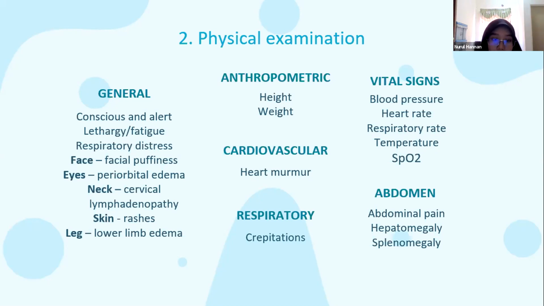So the patient may have edema, and at the neck, cervical lymphadenopathy, and we look at the skin if there are any rashes. So the cause might be due to HSP, and then we look at the leg for lower limb edema, and then we do anthropometric measurement, and then we look at the vital signs of the patient. So usually if the patient has glomerulonephritis, there will be hypertension, increased blood pressure. Then cardiovascular, there might be heart murmur, and respiratory, we can maybe hear crepitation during auscultation that shows there may be pulmonary edema. And also we check the abdomen if there is any abdominal pain or any organomegaly.